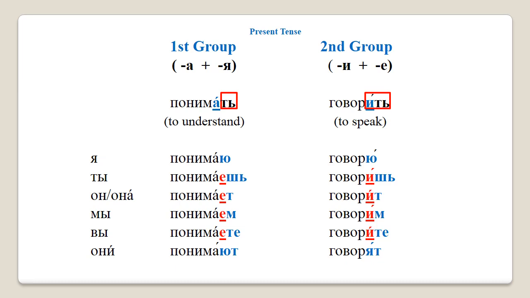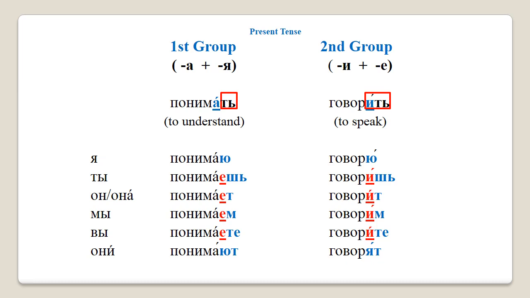Now let's have a look at our two examples, the verb to understand, понимать, and to speak, говорить. We can see that понимать has a in front of its infinitive ending, the soft sign, and говорить has an I in front of its infinitive ending, the soft sign.